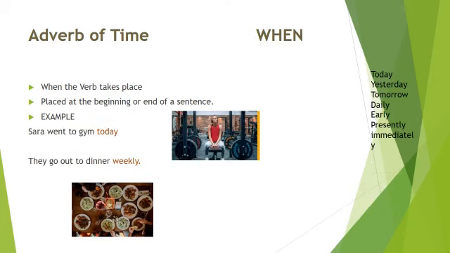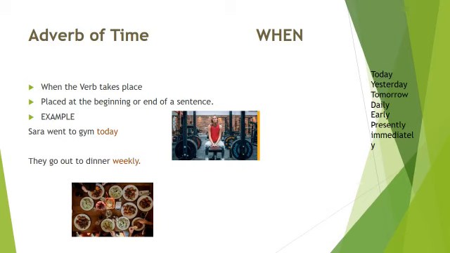Next, adverb of time. It tells you when the action is performed, when the verb takes place, and is placed at the beginning or end of a sentence. For example, Sarah went to gym today. Here we are able to know that Sarah went to gym, but when? She went today. So today is an adverb here.